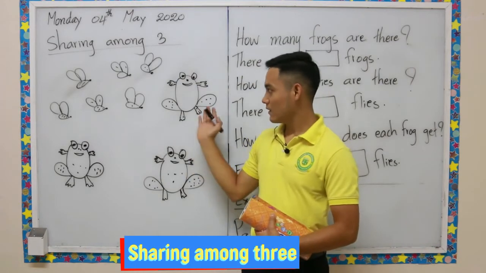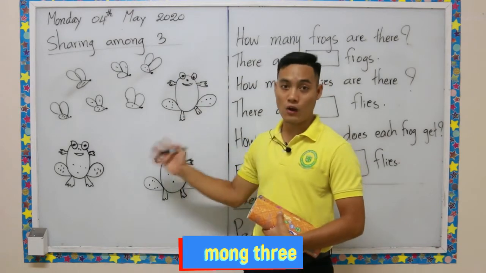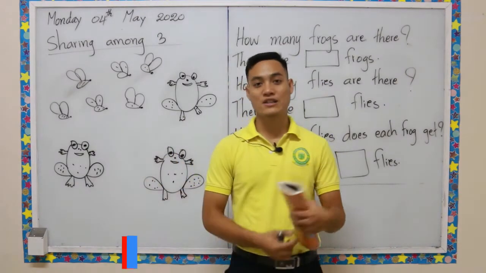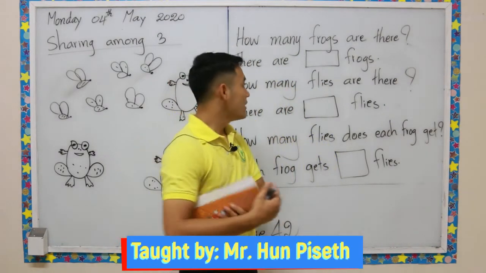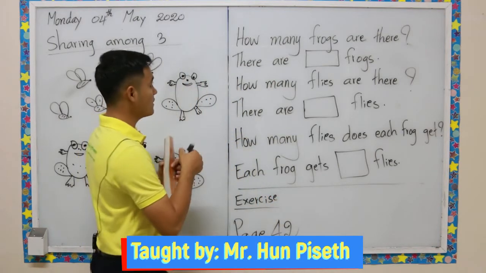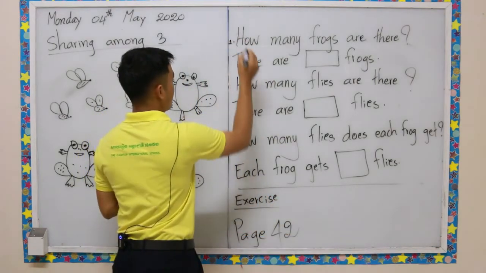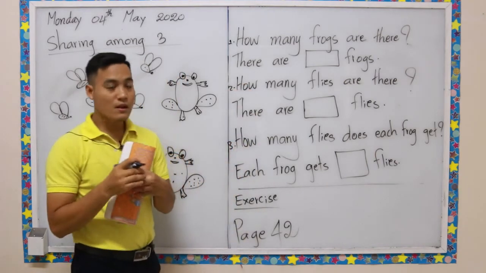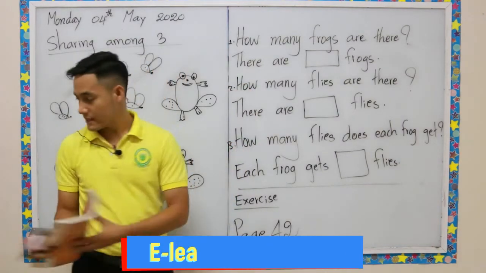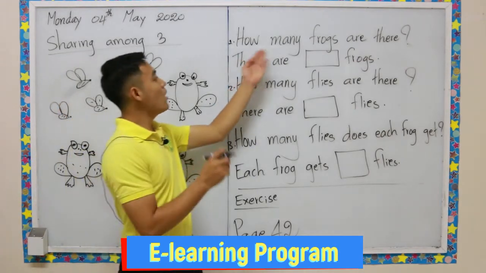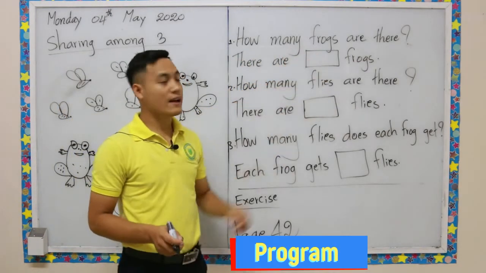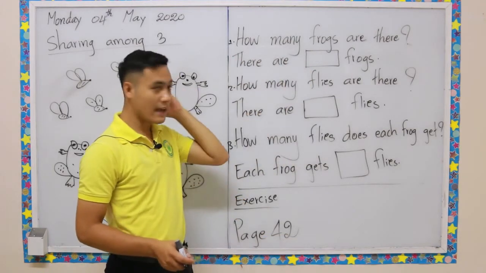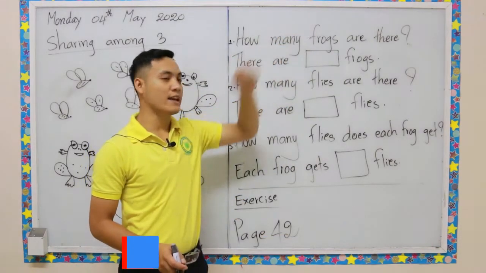You can look at the picture, and then we can go to the questions before we start sharing. We have three questions: question number 1, question number 2, and question number 3. Question number 1 is, how many frogs are there?